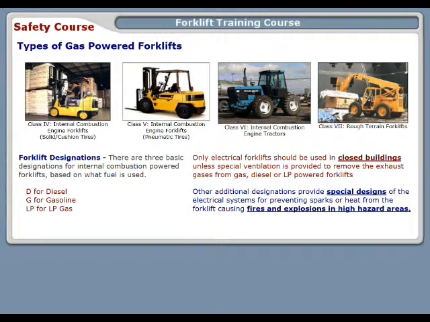There are three basic designations for internal combustion powered forklifts based on what fuel they use. D is for diesel, G is for gasoline, LP for LP gas. Only electrical forklifts should be used in closed buildings unless special ventilation is provided to remove the exhaust gases from gas, diesel, or LP powered forklifts. Other additional designations provide special designs of the electrical systems for preventing sparks or heat from the forklift causing fires and explosions in high hazard areas.